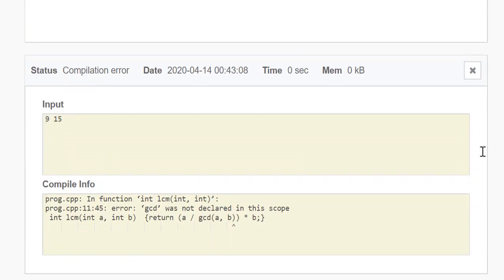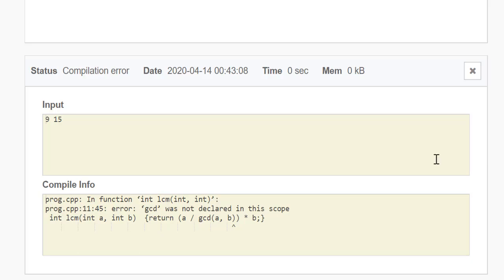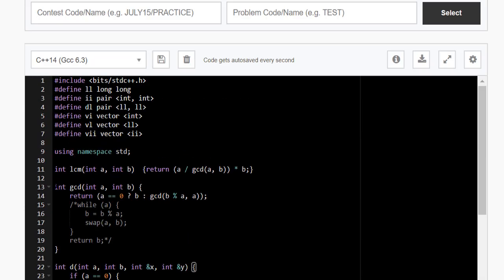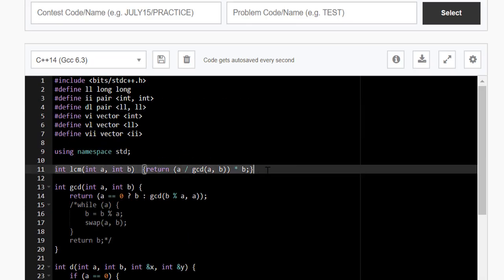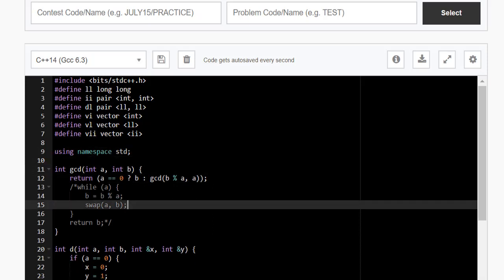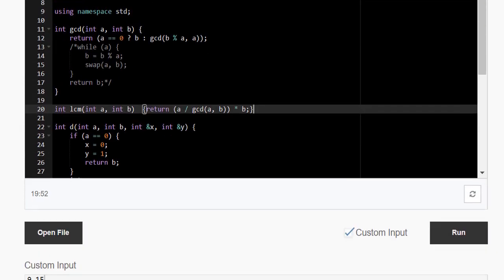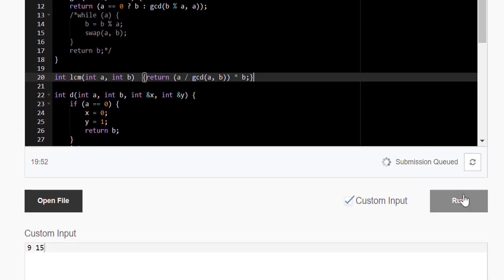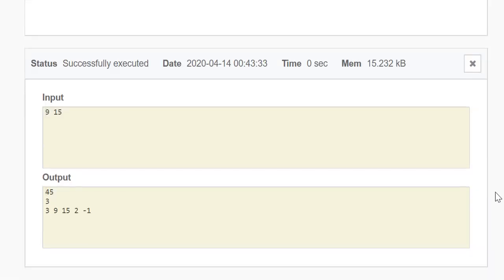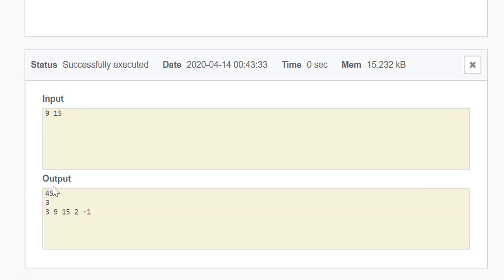Okay. Oh well, we had a mistake here. Oh yeah, it's because I'm declaring this function before the other one. So make sure you always code lowest common multiple after greatest common divisor, so you don't have this kind of errors. Okay, so the lowest common multiple between 9 and 15 is 45, and that's true.